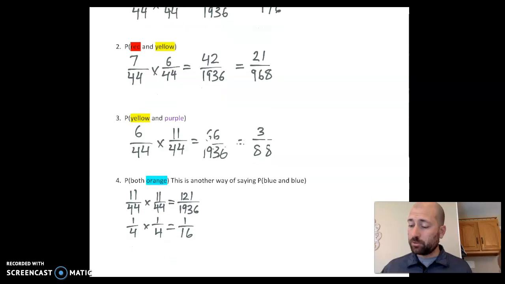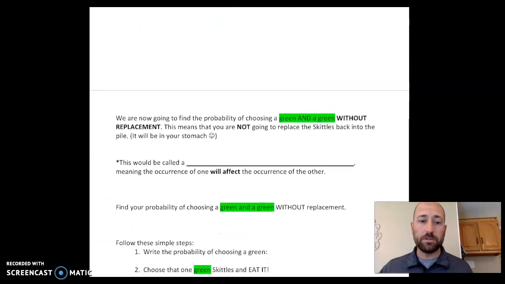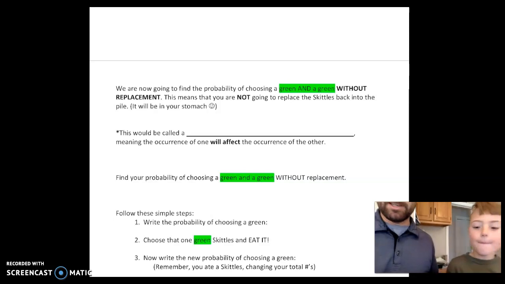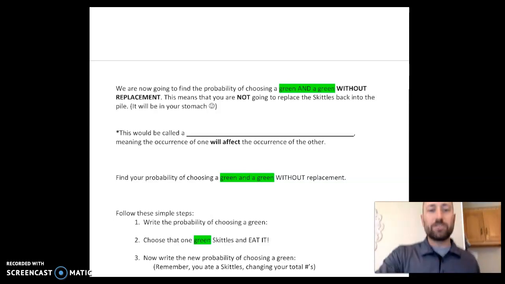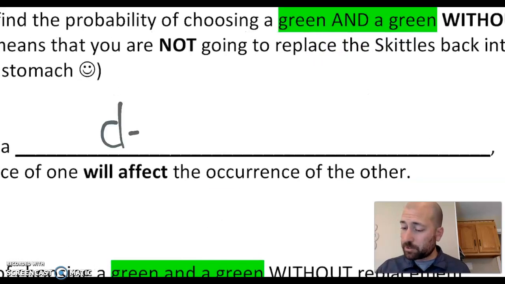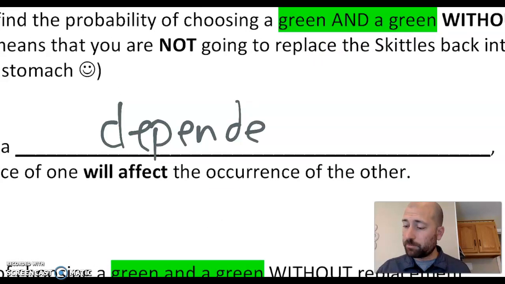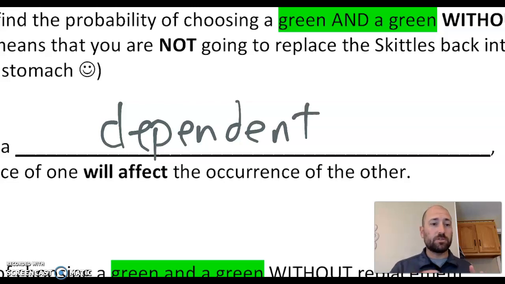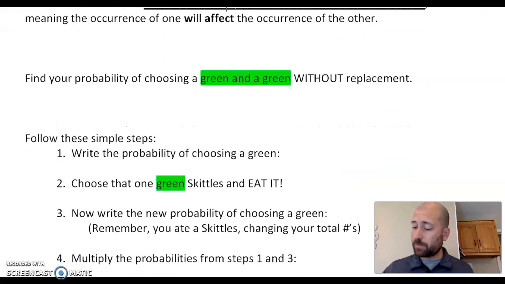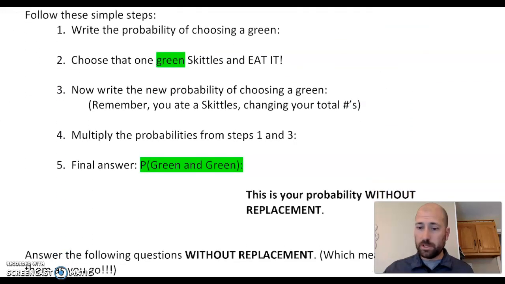We're going to move on now to what we call dependent probability. Okay, this is where we are going to take the Skittles out, and someone is going to get to eat them. All right. So here we go. We're going to do green and green. So this kind of probability is called dependent, because the amount of Skittles left will depend on what we do. All right. So first, let's go over the first part. We're going to find the probability of getting a green and another green.